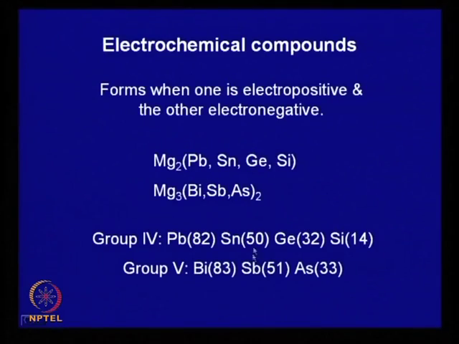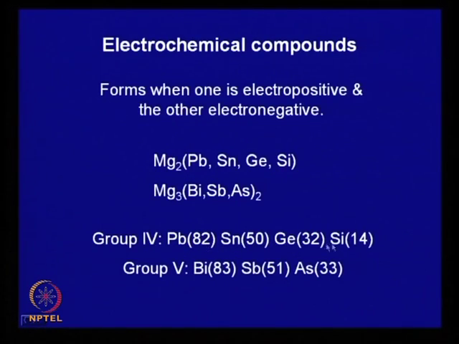Now look at this electrochemical compound. It forms when one element is electropositive and the other is electronegative, and we gave these examples: Mg2 with any of these, similarly Mg3 with any of those belonging to group 5 elements. These are listed with their atomic numbers and groups.